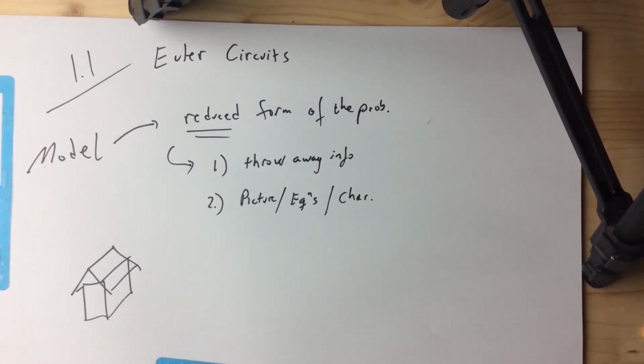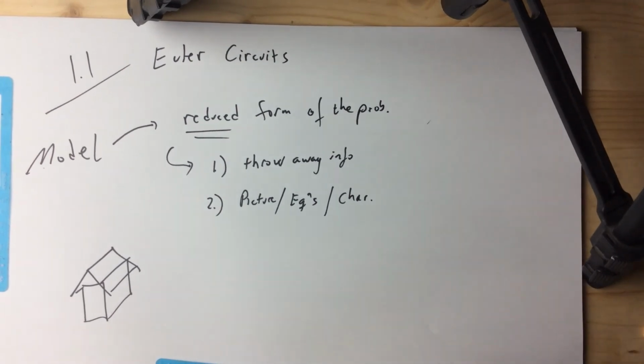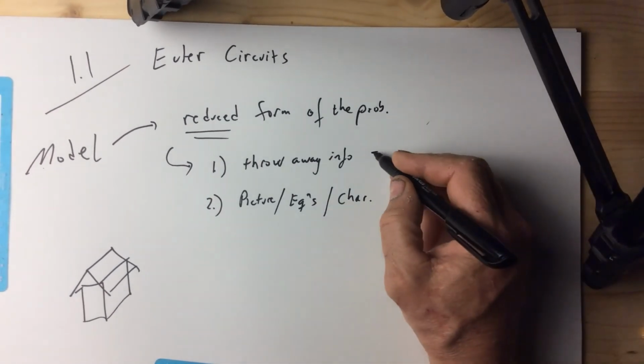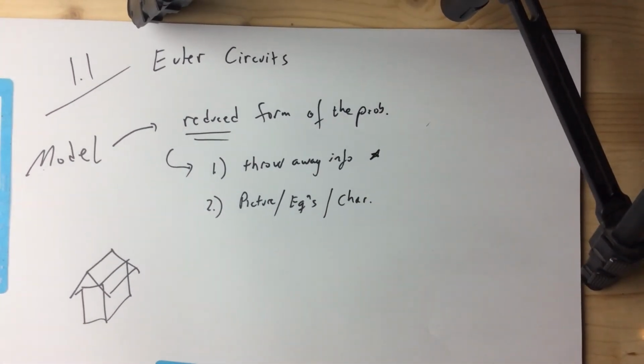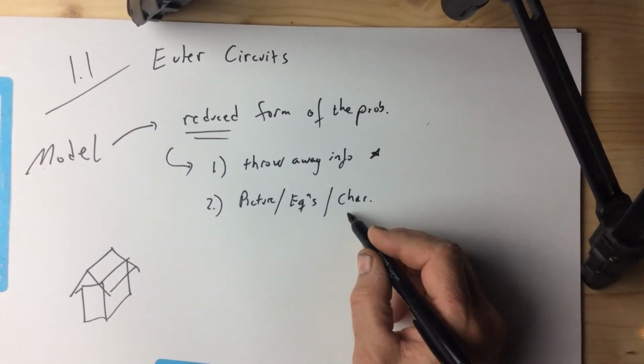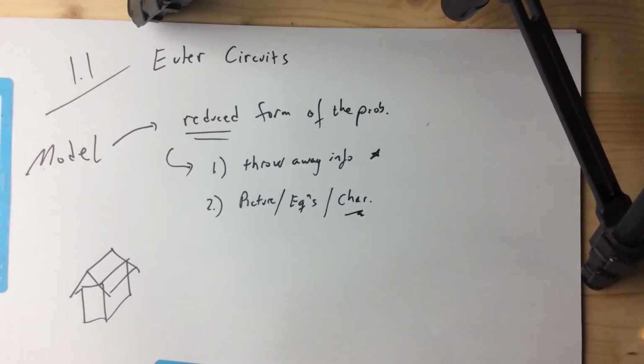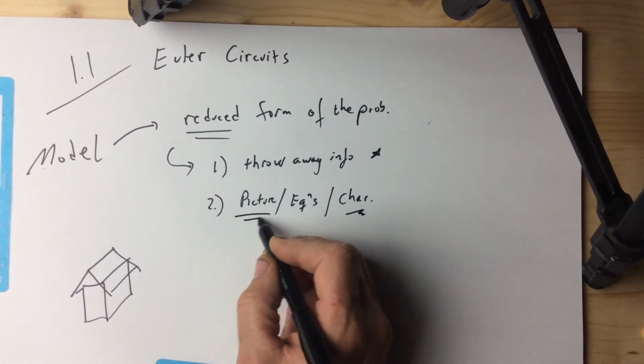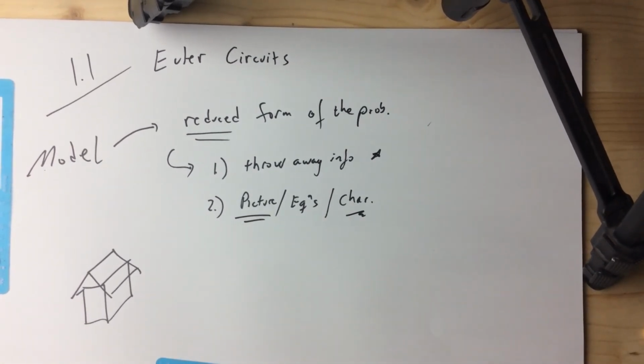Is that a two-story house? Is it a big house? Is it a small house? Where are the windows and doors? All of that information has been thrown away. However, we've retained characteristic. It has apparently a slanted roof. It appears to be rectangular. And we made a picture. We don't have any equations.